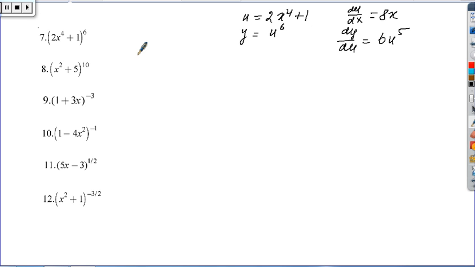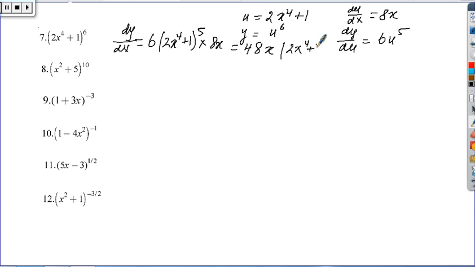So collecting all pieces together, we are getting dy by dx is 6, u is (2x^4+1) to the power 5, times du by dx, which is 8x. And now we need to tidy up: 48x(2x^4+1)^5.